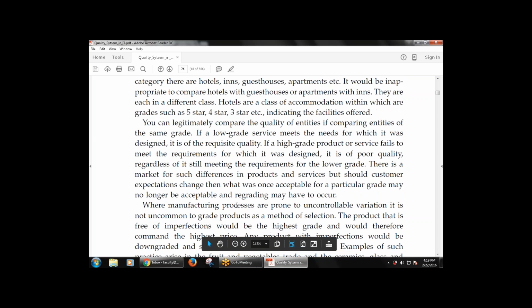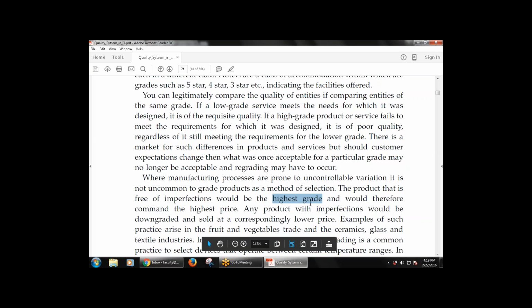And where manufacturing processes are prone to uncontrollable variation, it is uncommon to grade the product as a method of selection. The product that is free from imperfections would be the highest grade and therefore will command the highest price.